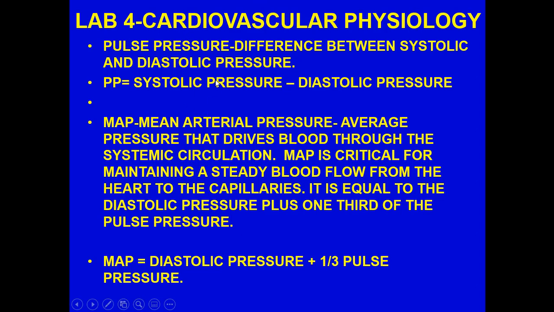Remember, pulse pressure is systolic minus diastolic. So if I said 120 over 80, I'd have a difference, a PP of 40. If I said that my diastolic was 80, I'd have to take 1/3 of that 40, add it in, and that's my mean arterial pressure.